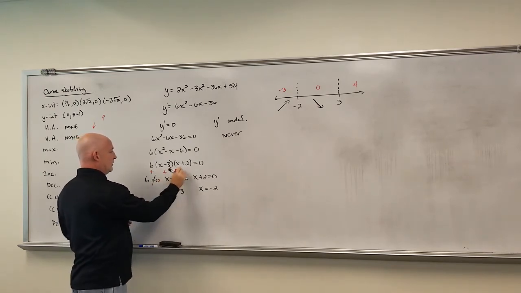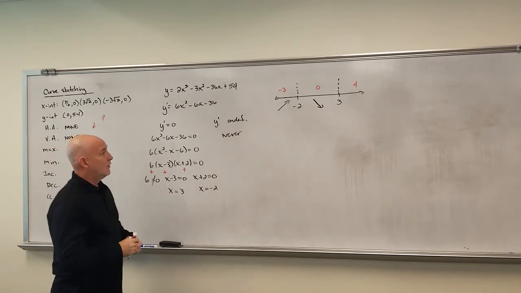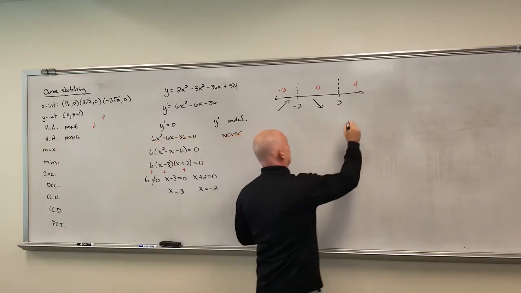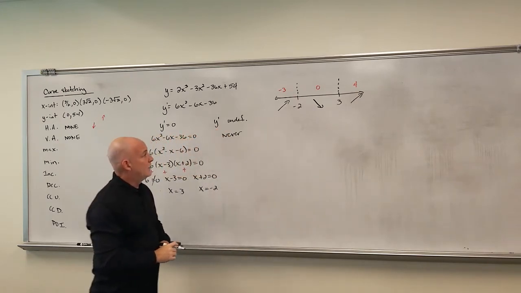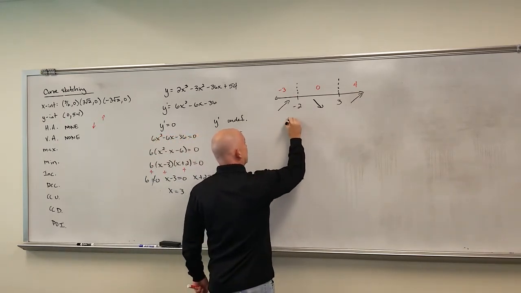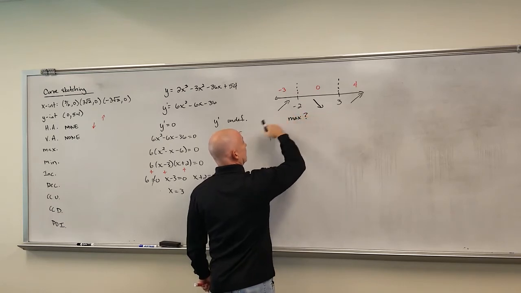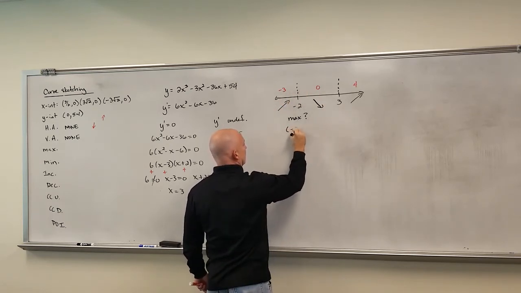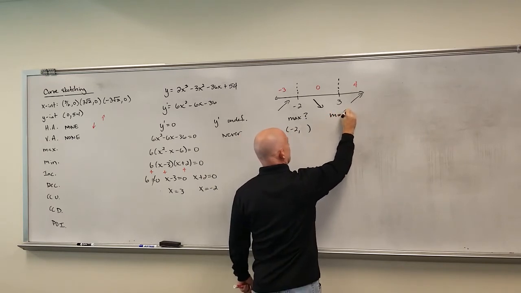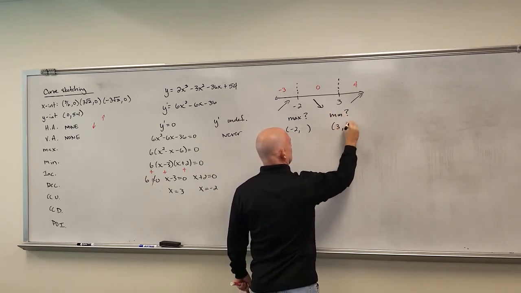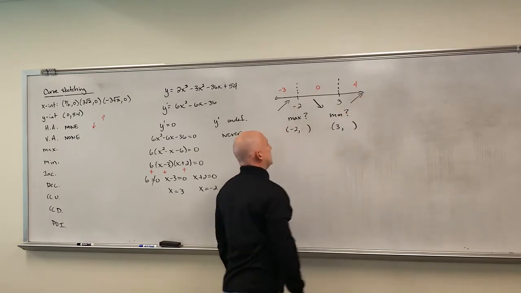That would be positive and positive. All positives multiply to give you a positive. All right, so if you take a look at what's happening here at negative 2, this might be a maximum, right? Because it goes from increasing to decreasing, so we need to check to see if that's a maximum. And right here, that might be a minimum, right? Because it goes from decreasing to increasing.